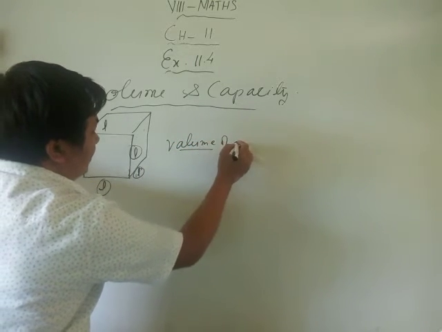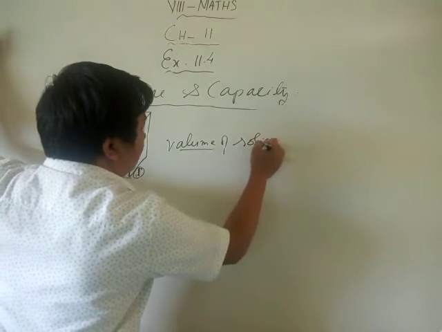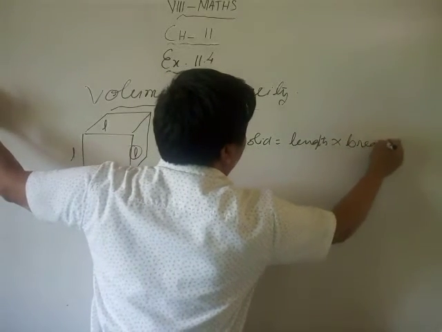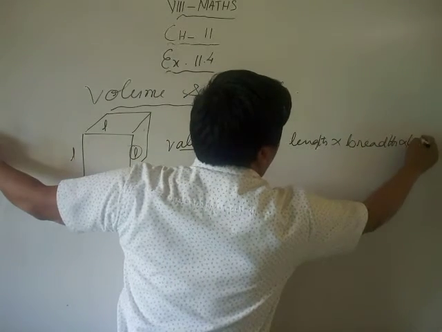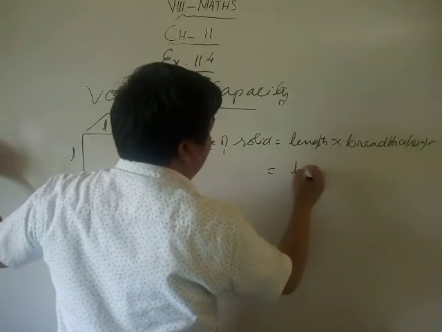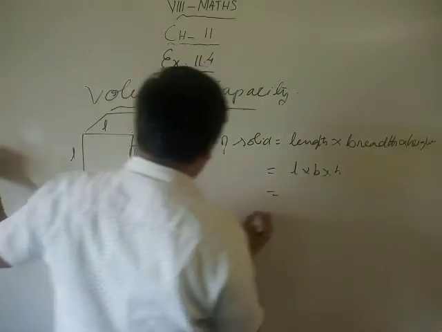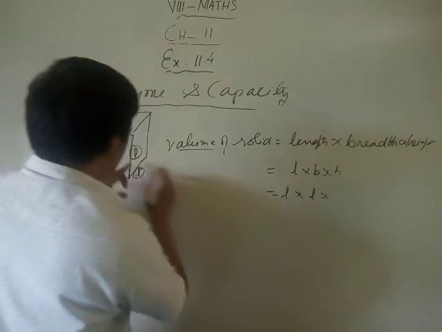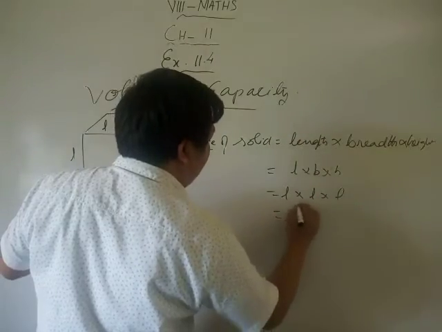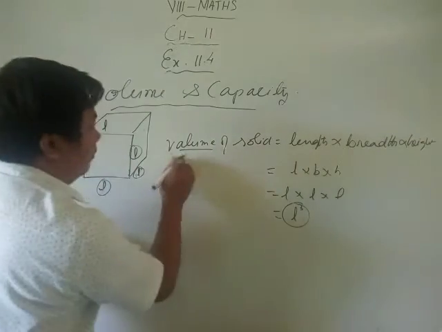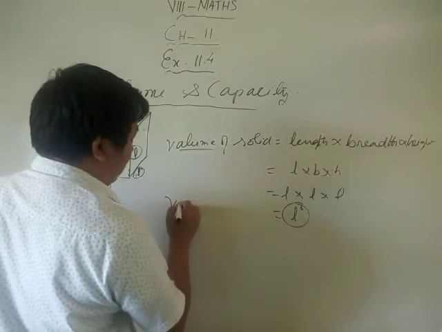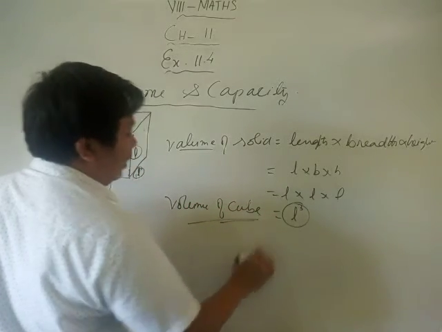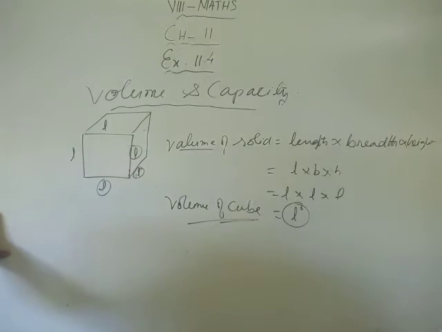So the volume of any solid substance is length into breadth into height. That is L into B into height. Here length is L itself, breadth also L, height also L. That means L cube. So L cube is the volume of the cube.